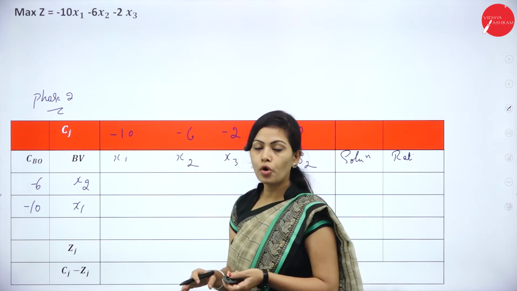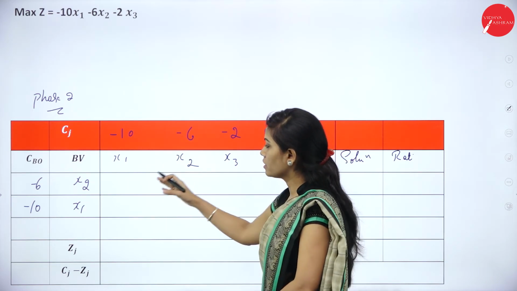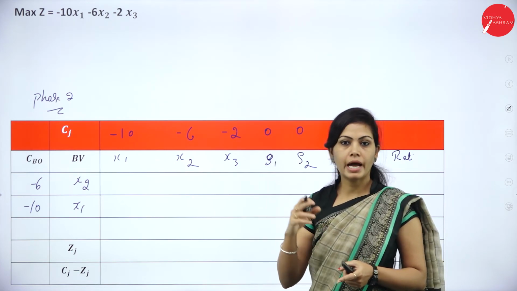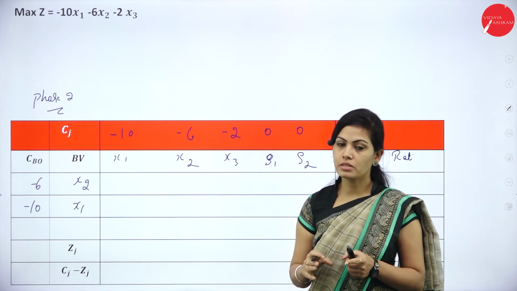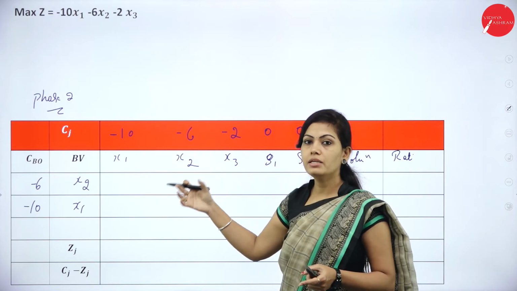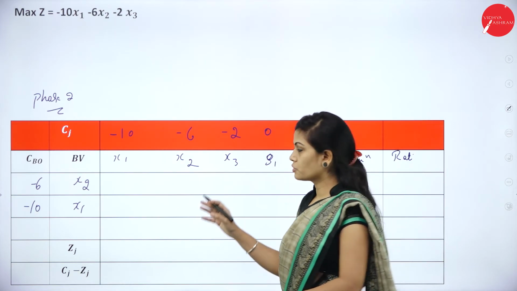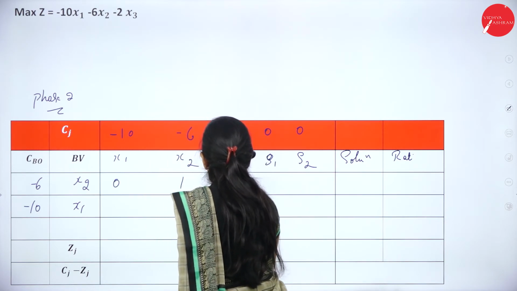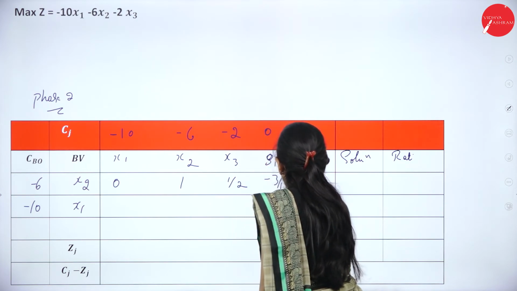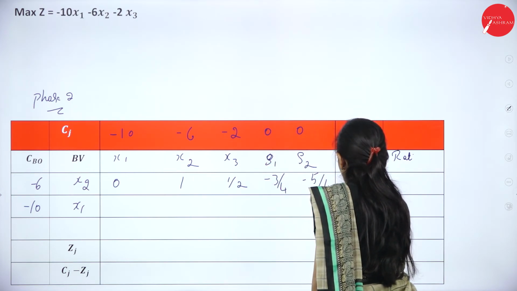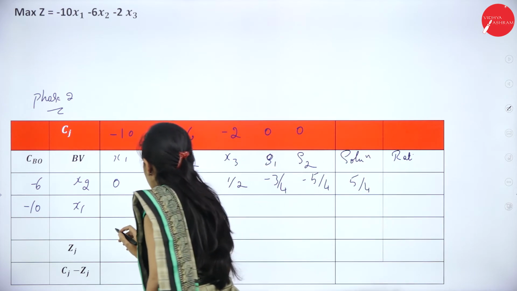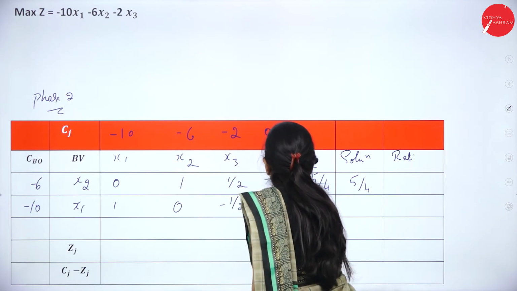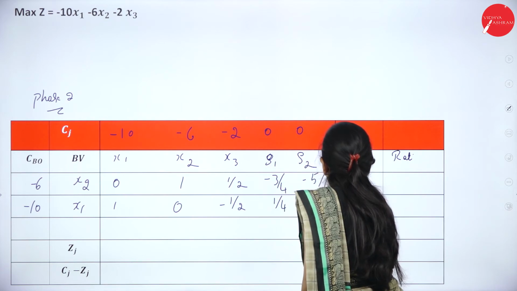So using the old values in phase 1, I can write the new values here. No need to change anything because there is no entering variable, leaving variable or key element. So here I am using only the old values and finding the optimality condition. So I will fill the old values here. My old values are 0, 1, 1 by 2, minus 3 by 4, minus 5 by 4 and 5 by 4. And in the second row, I have 1, 0, minus 1 by 2, 1 by 4, minus 7 by 4 and 1 by 4.